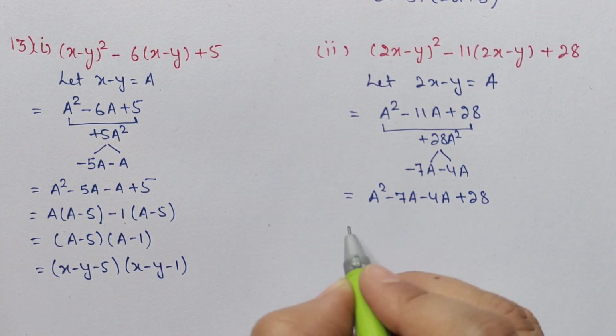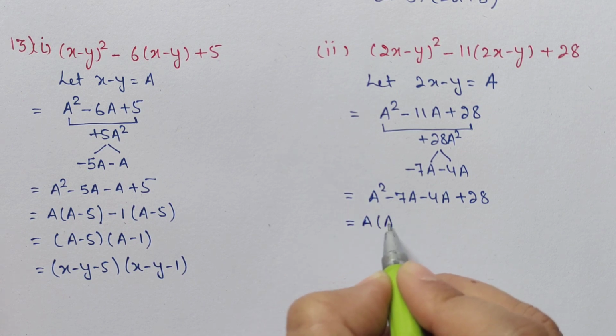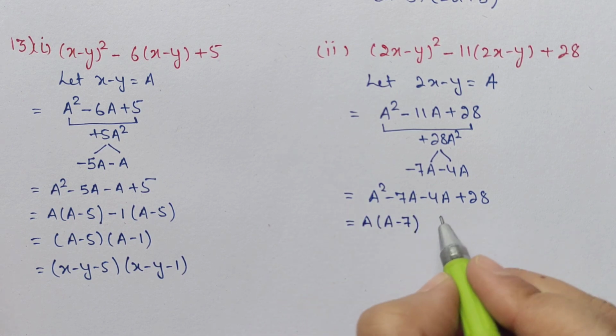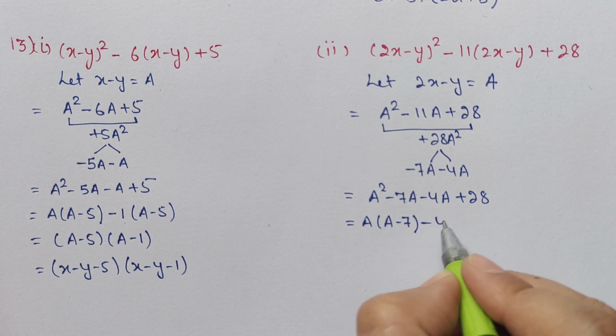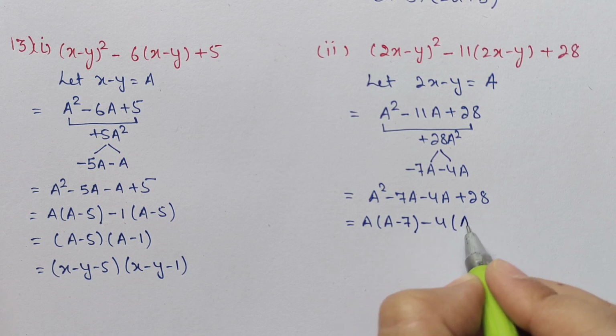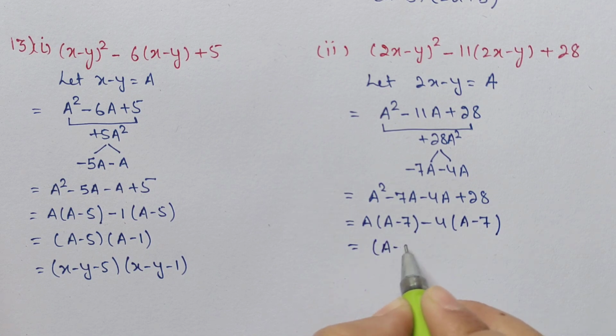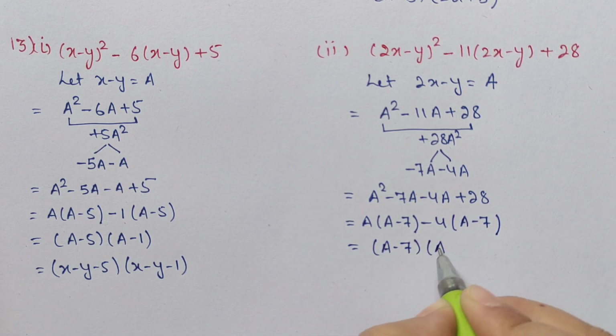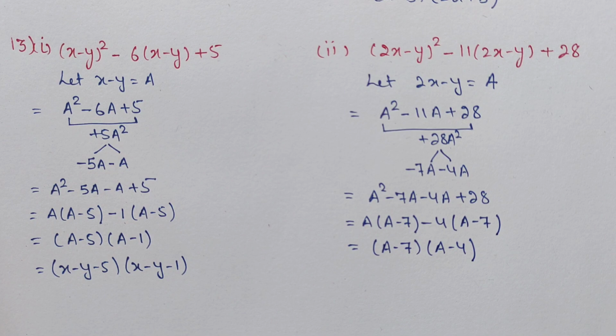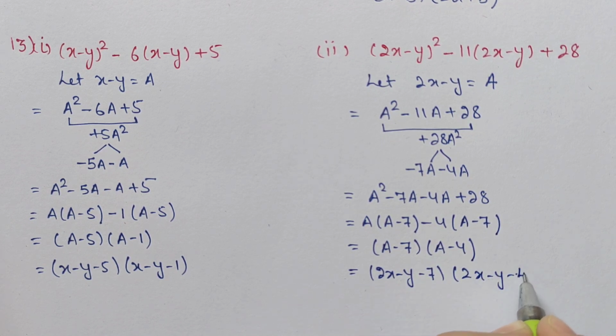From the first two terms we can take out a common, inside the bracket a minus 7. From the last two, minus 4 we can take out common, a minus 7 will be inside the bracket. So a minus 7 and another bracket will be a minus 4. At the last step we can replace this a: it is 2x minus y minus 7 and 2x minus y minus 4.